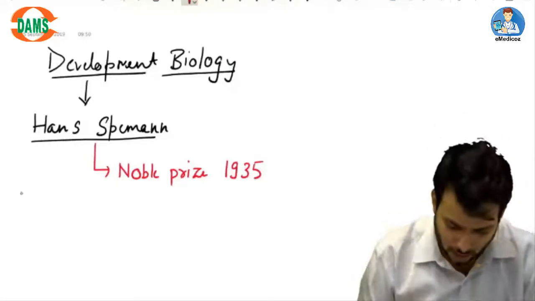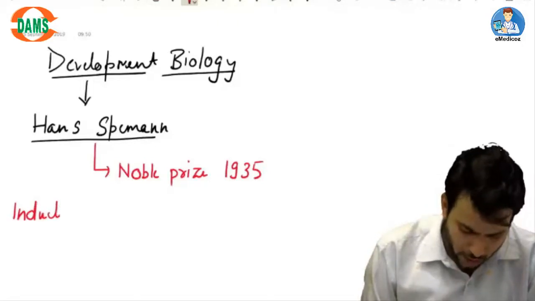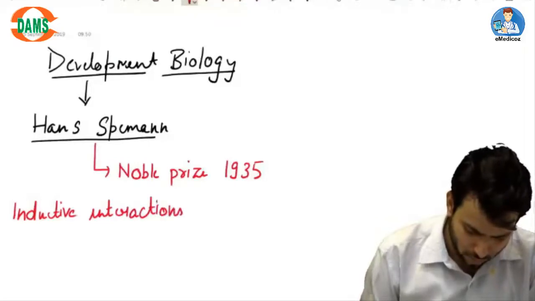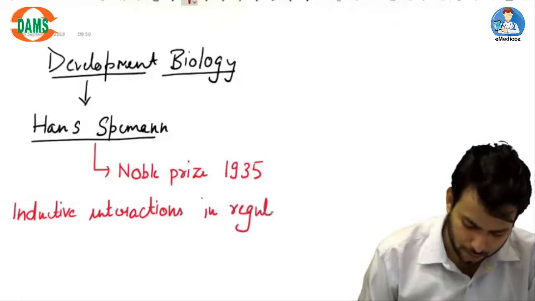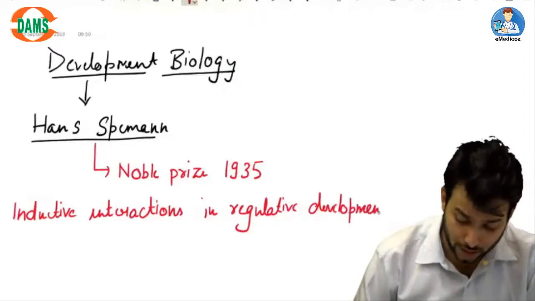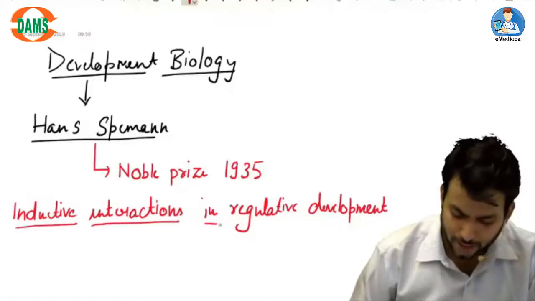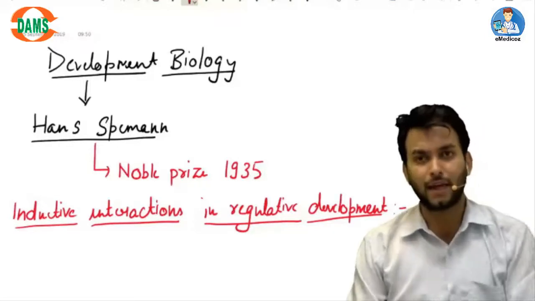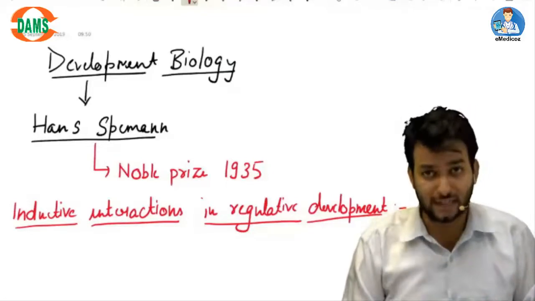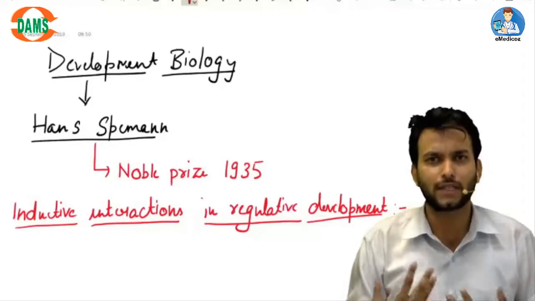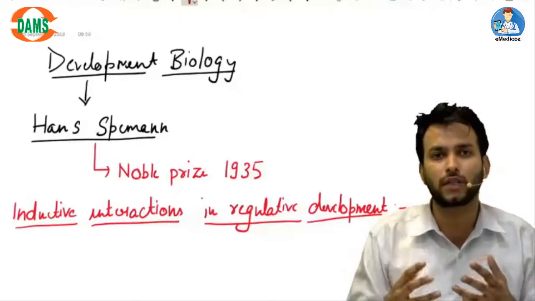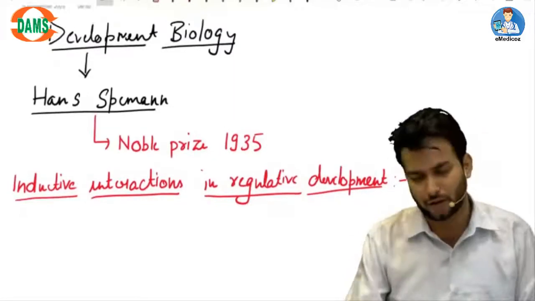First, the topic of that particular study is inductive interaction in regulative development. This is the topic of today's class. In the CSIR exams, every June or December, various questions come about this process and the experimental procedures. Mainly the questions come from the experiments: how Spemann analyzed that interaction in regulative development.